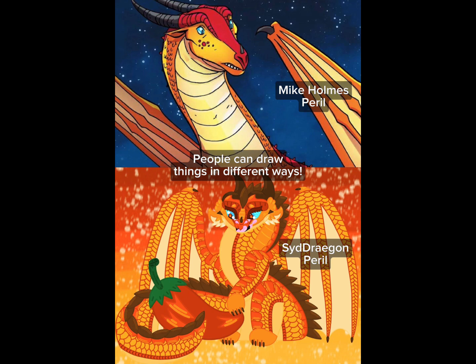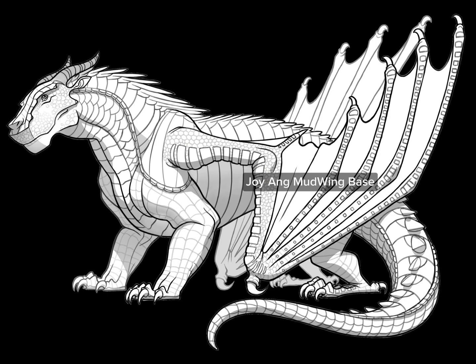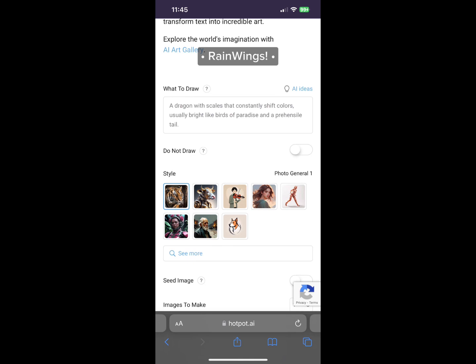If we weren't given the beautiful Joy Ang visuals in the novels, then some of us may have different ideas on how these different dragons look. And next we have Rainwings.